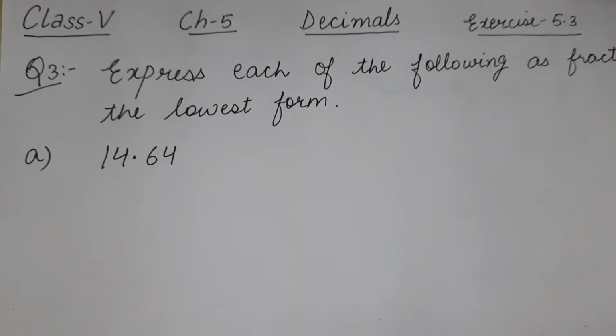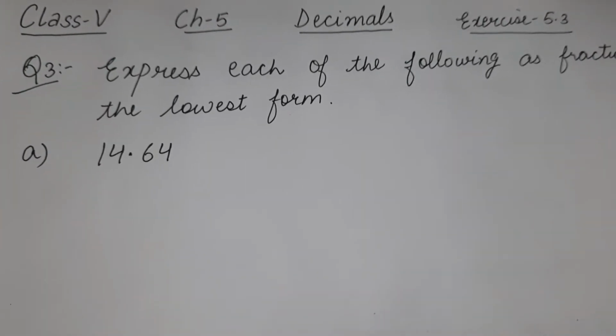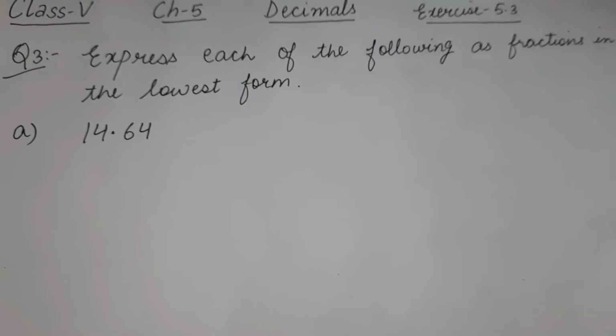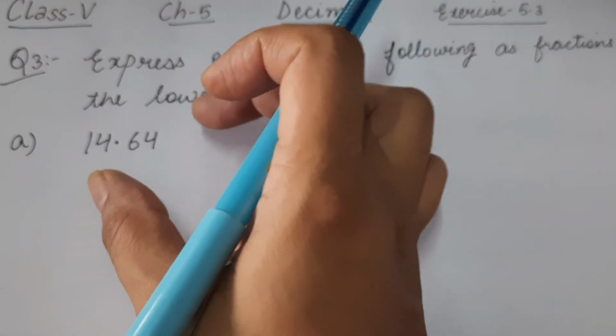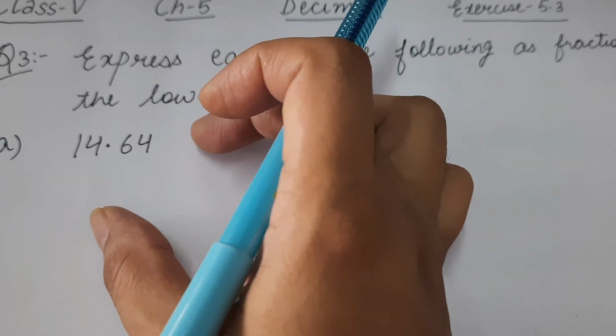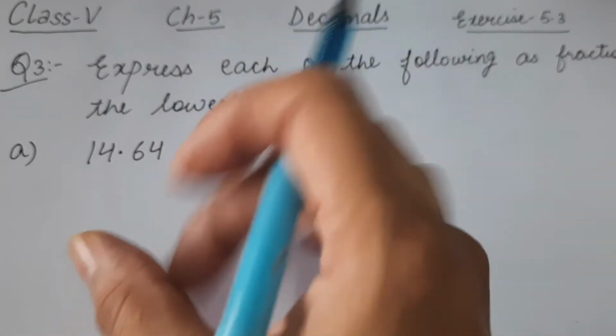Let's start question number 3 of exercise 5.3. The question is: express each of the following as a fraction in the lowest form. First of all, we have to express this decimal number as a fraction, and after that we have to reduce it to the lowest terms.